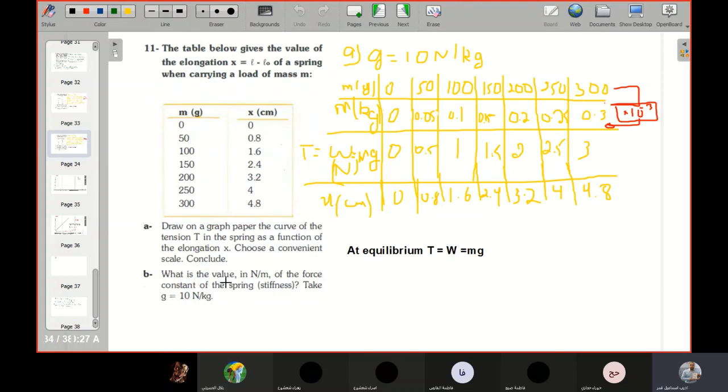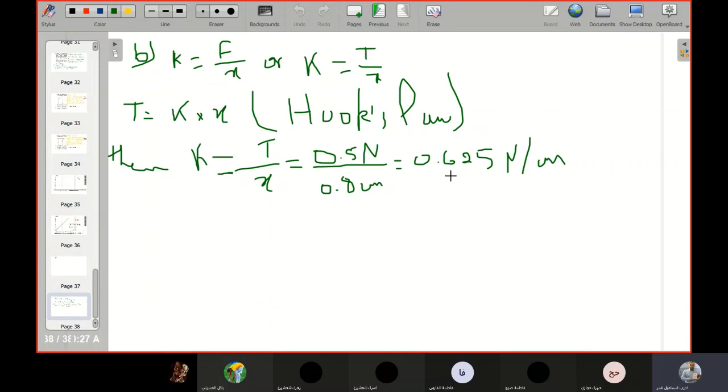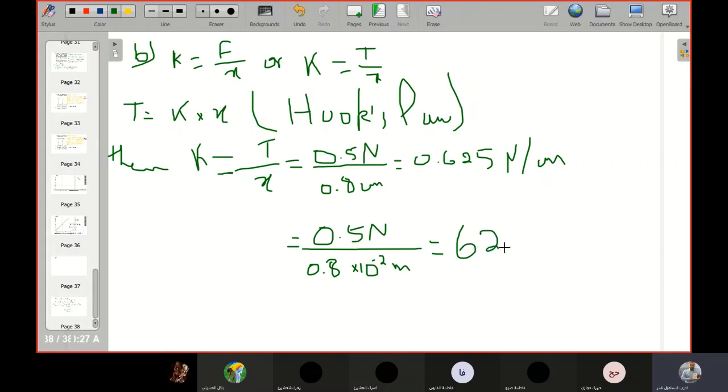Sometimes, like here, what is the value in Newton per meter? If we calculated it in Newton per centimeter, then I want to convert the centimeter to what? To meter. So I write equal 0.5 Newton over 0.8 times 10 to the power minus 2 meter, since we convert from centimeter to meter. The answer should be 62.5 Newton per meter.